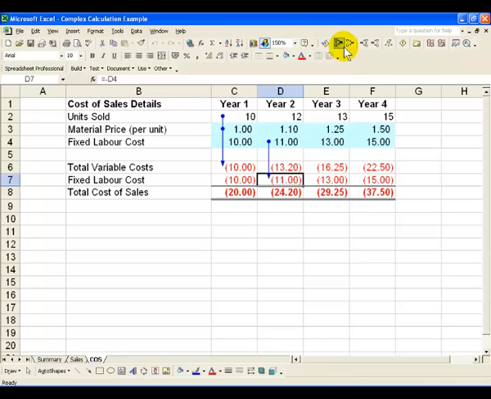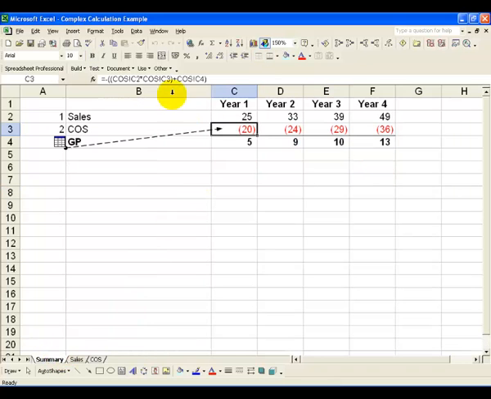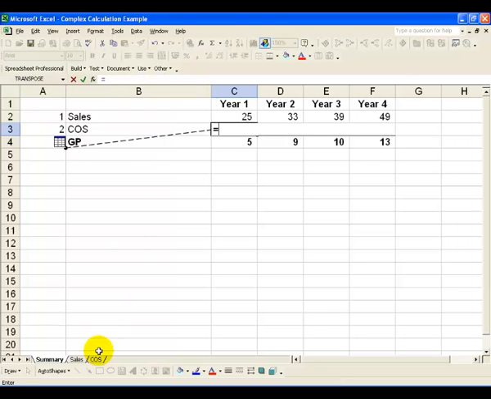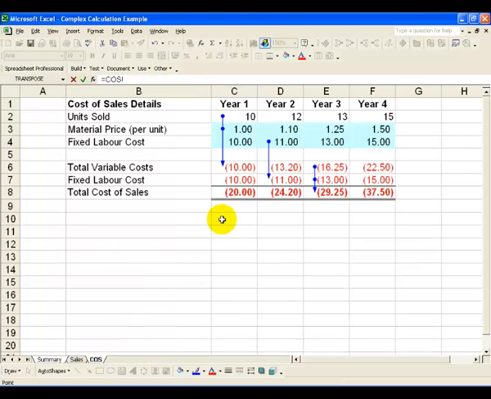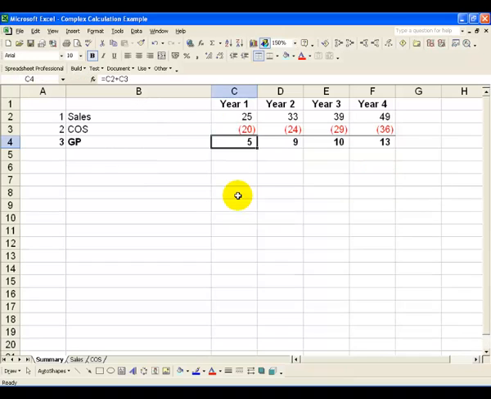That's the fixed labor cost. There's your total. And now in the summary sheet, instead of having this formula here, you can just say equals, go to year 1, enter, and then you can just copy and paste it.